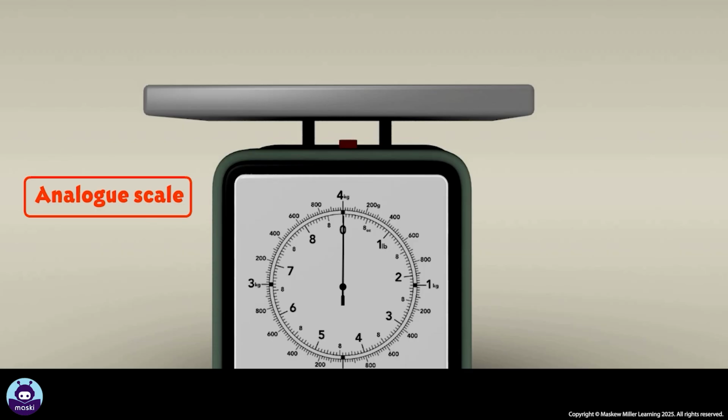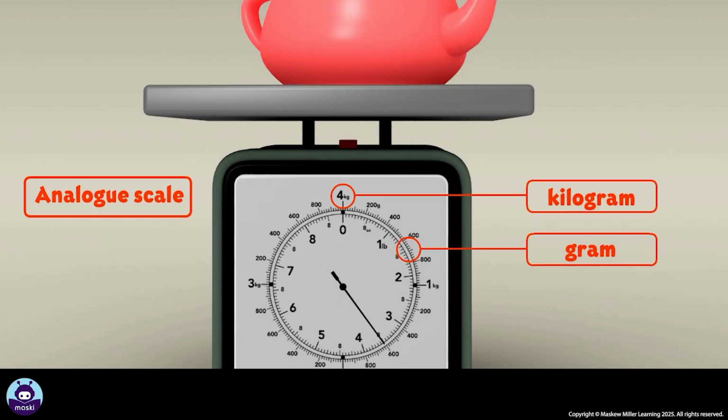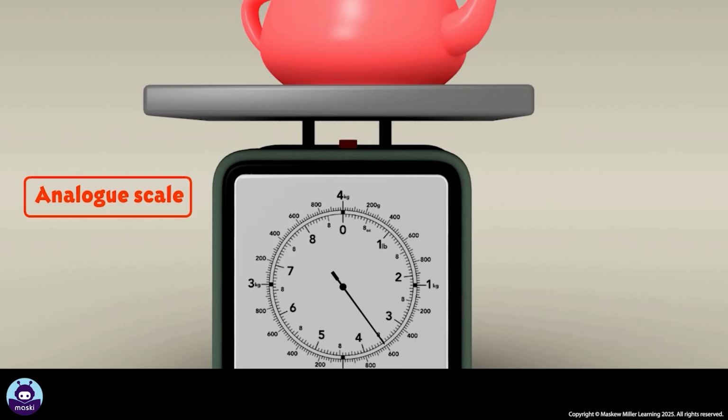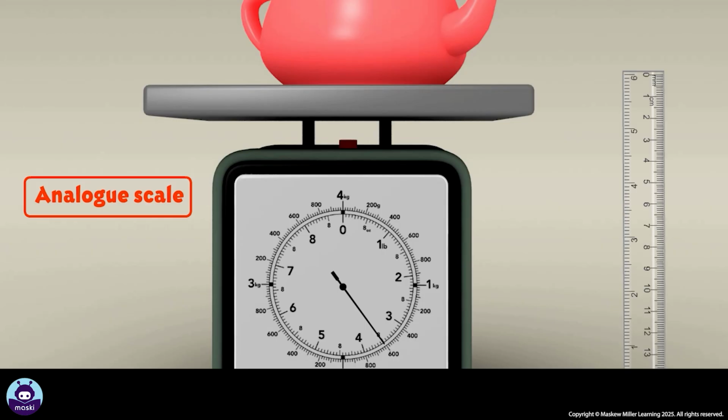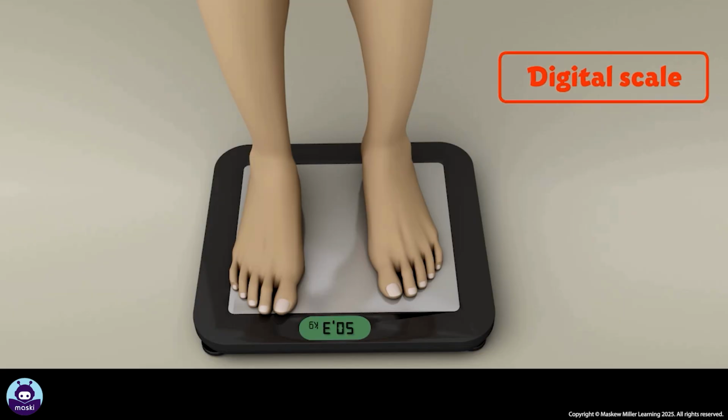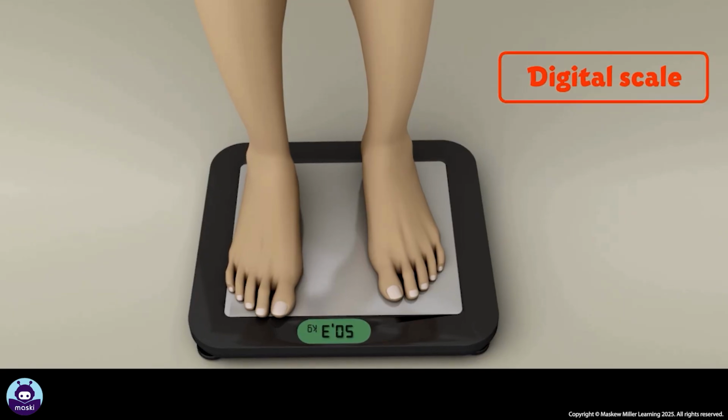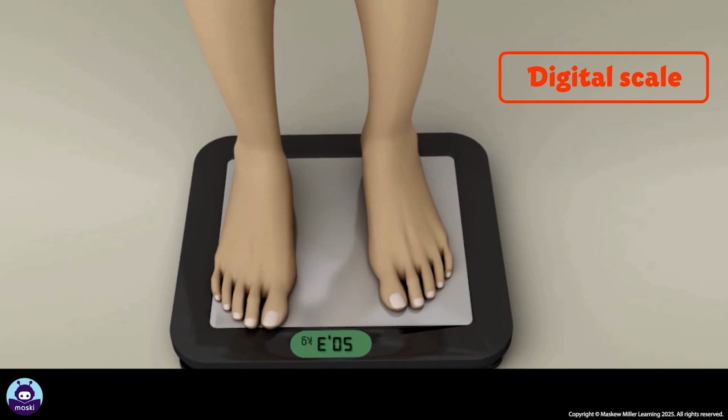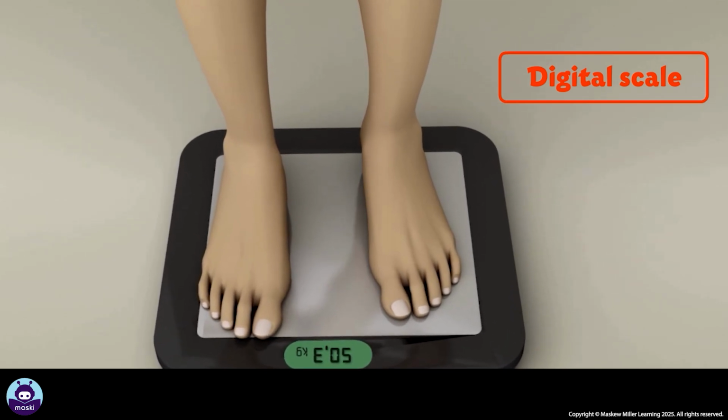Some scales are analog and are divided into marks that represent kilograms and smaller marks that represent grams. You have to read the measurement like in a ruler. You need to understand what each division mark stands for. Some scales are digital. They display kilograms to one decimal place. For example, 50,3 kilograms. Digital scales give you the exact measurement.